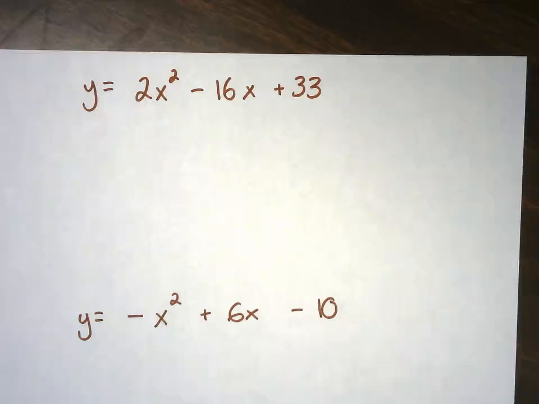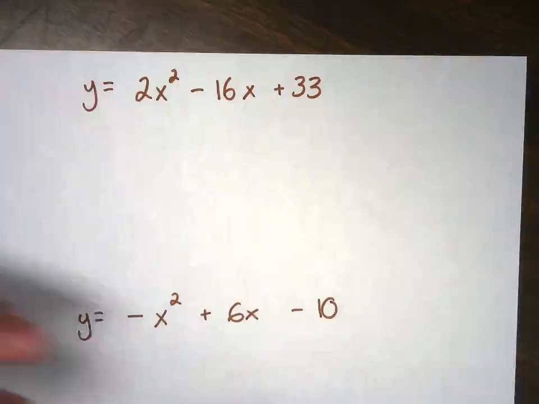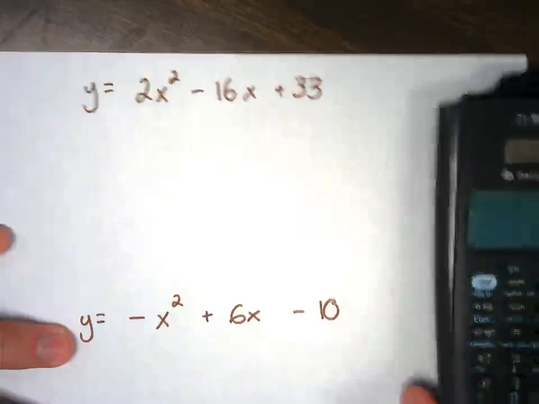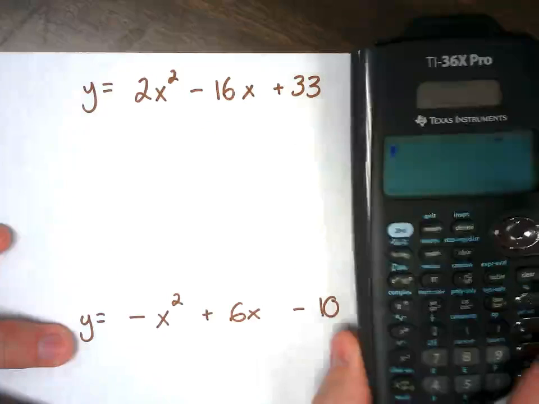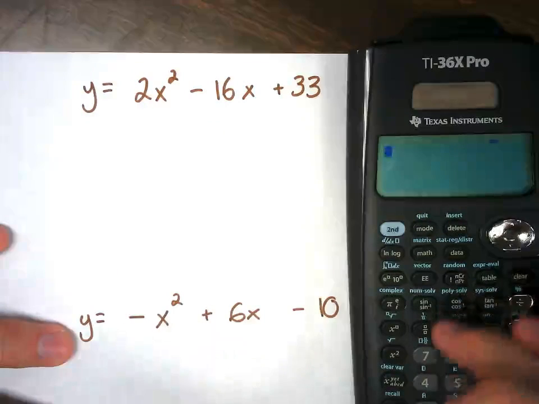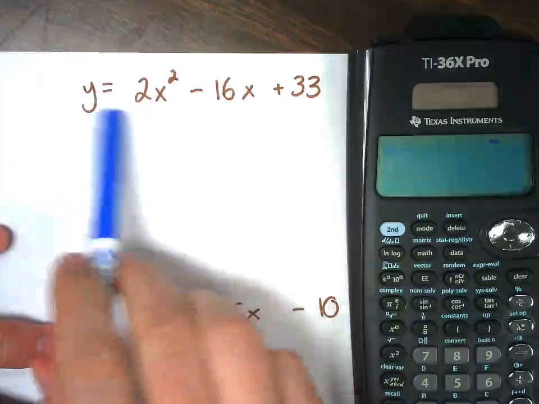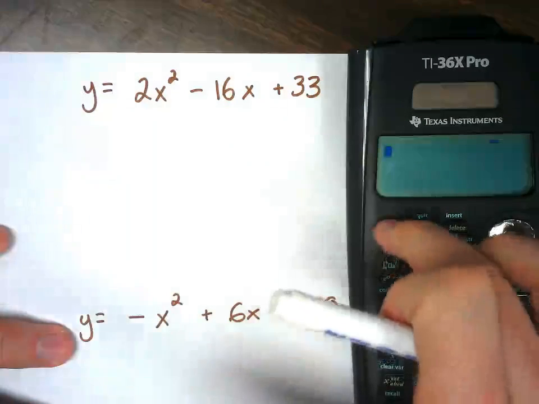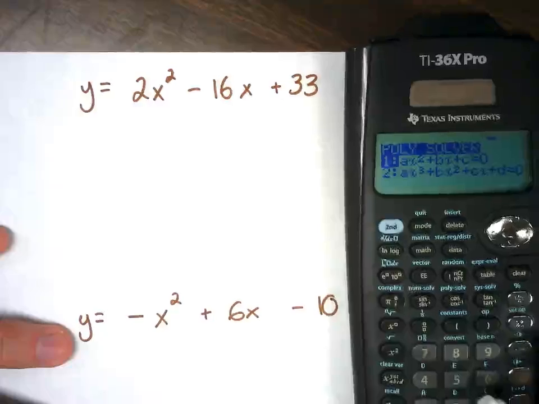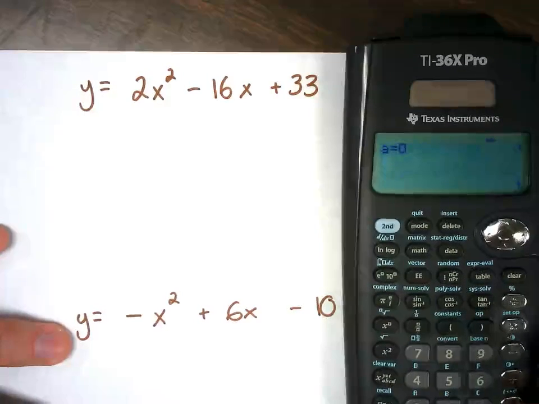Alright, so now what we're going to do is talk about going from standard form to vertex form. And this is probably one of the harder things to do, but using our TI-36X Pro, we should be okay. So, when we have standard form, we're going to plug it into PolySolve. Second, PolySolve. Press enter, and we're going to plug in our information.